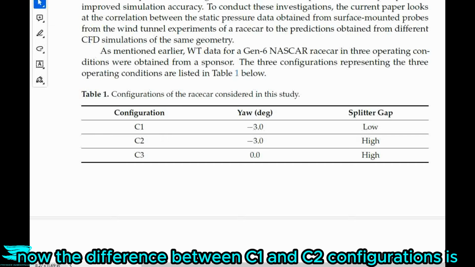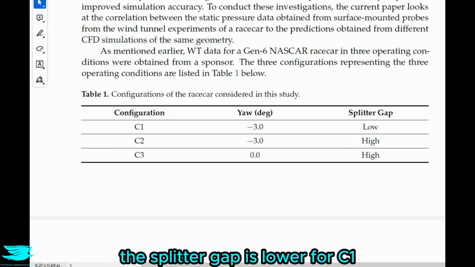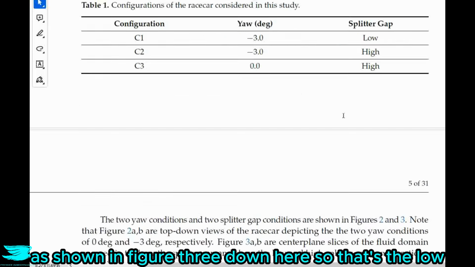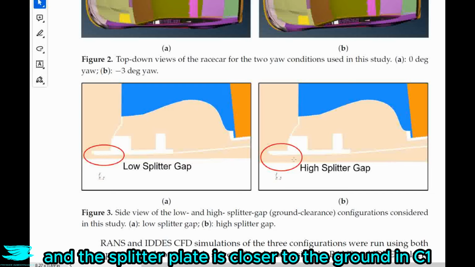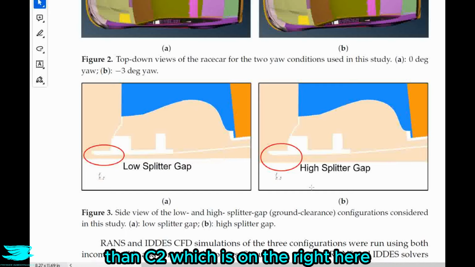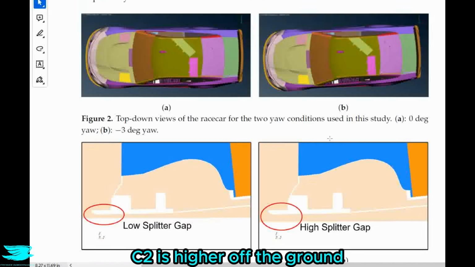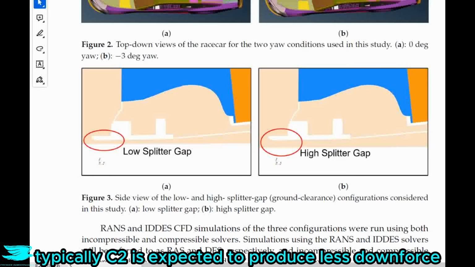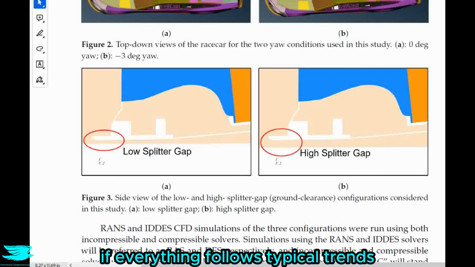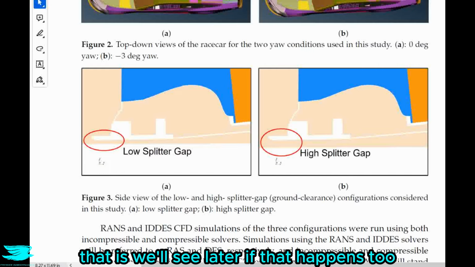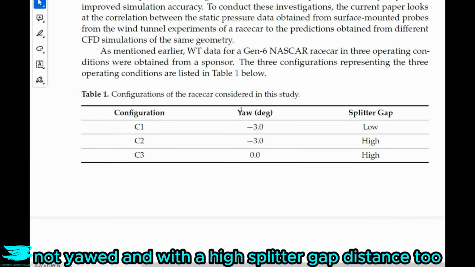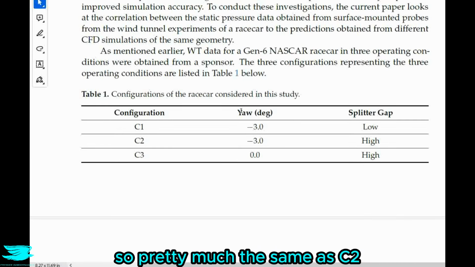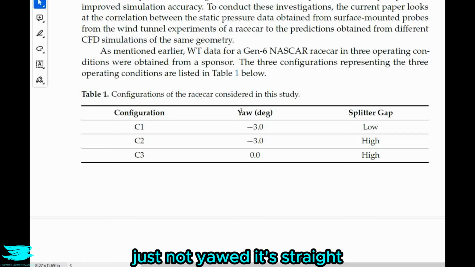Now, the difference between C1 and C2 configurations is the splitter gap is low for C1, as shown in figure 3 down here. So that's the ground here, and then that's the splitter plate just up here in the white. And the splitter plate is closer to the ground in C1 than C2, which is on the right here. C2 is higher off the ground. Typically, C2 is expected to produce less downforce if everything follows typical trends, that is. We'll see later if that happens too. Now, configuration C3 is for the car not yawed and with a high splitter gap distance too. So pretty much the same as C2, just not yawed, it's straight.